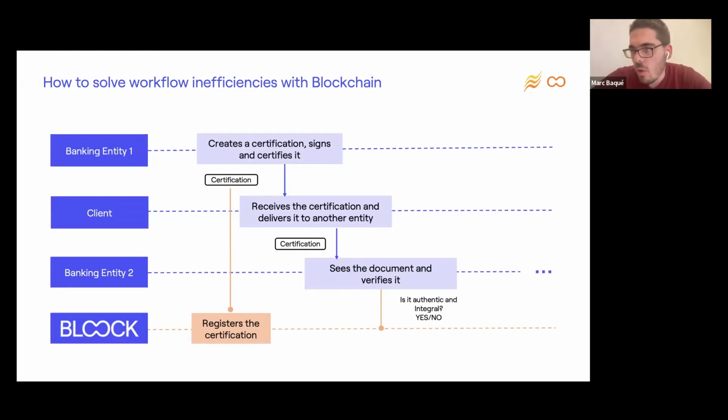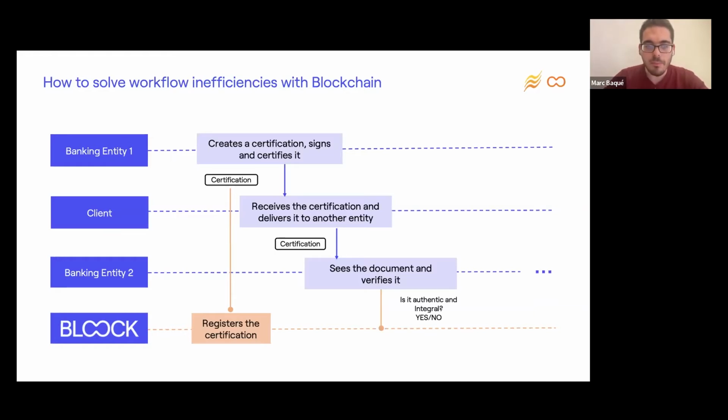So how would the workflow be by using this type of technology? We said that in the current workflow, we have two separate entities, and we have the customer in the middle. If the second entity wants to verify the data they have received, they have to go to the first one to verify it. As said, this is really inefficient and can lead to communication issues and counterfeiting at the end. So with blockchain, the first entity creates the certification, digitally signs it, and certifies it on the blockchain.